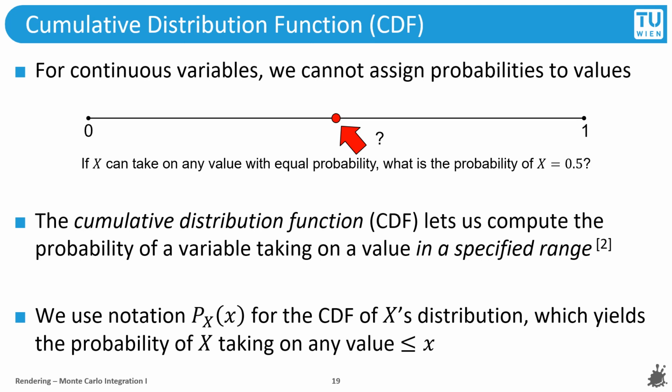We use the subscript to indicate which random variable the CDF is connected to, and we use the parameter to answer the question. For instance, in the case of P_X of x, what is the probability of the random variable capital X taking on any value that is smaller or equal to the parameter lowercase x?